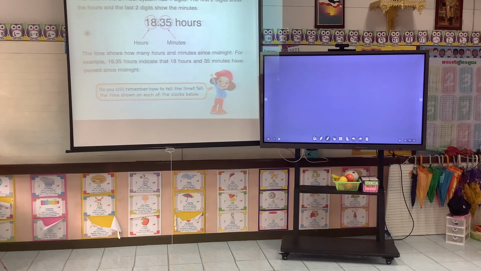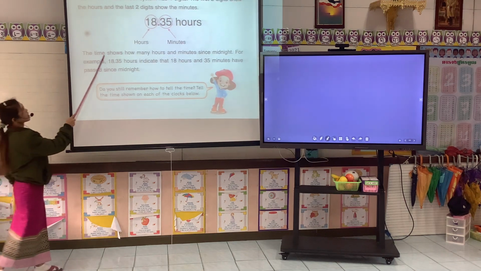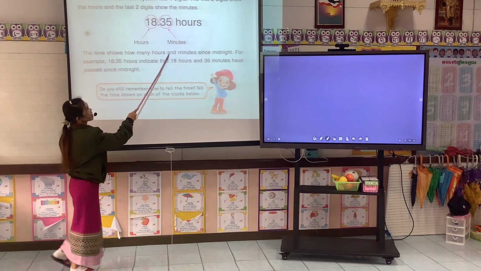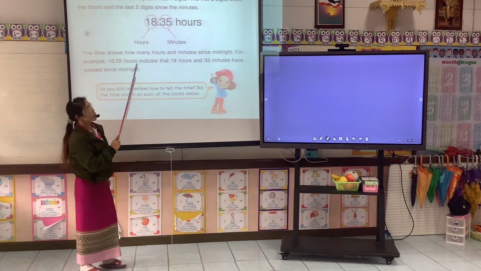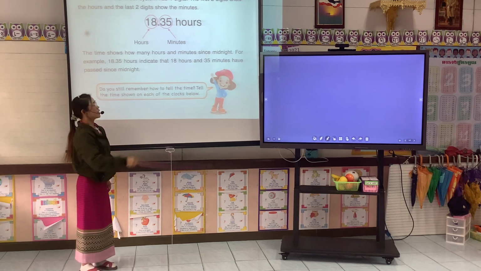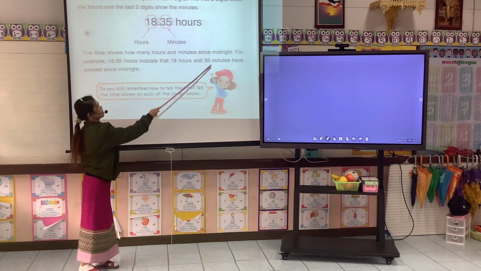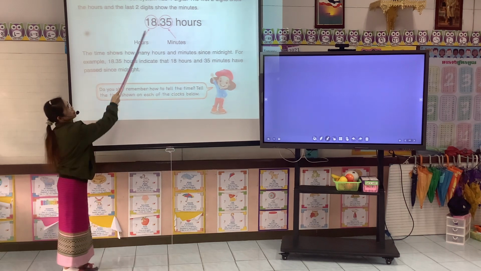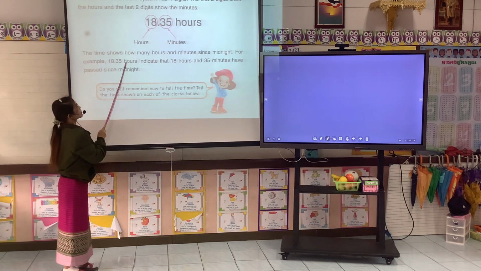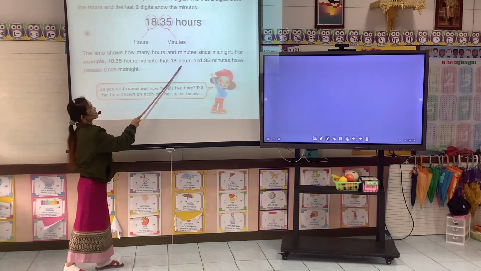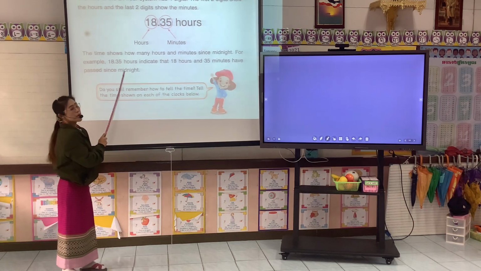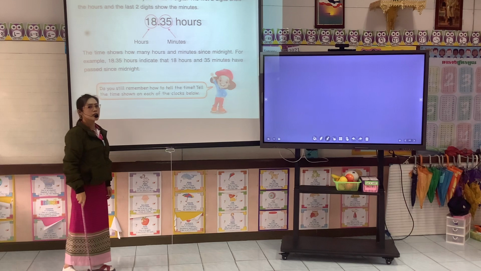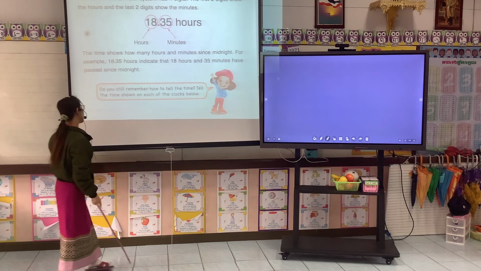Look here. The time shows how many hours and minutes since midnight. So when we read the time, we start at midnight. For example, 18:35 hours indicates that 18 hours and 35 minutes have passed since midnight. We start counting from midnight.